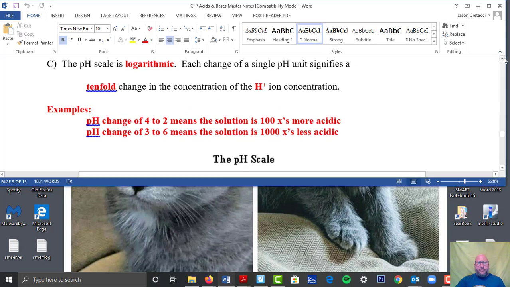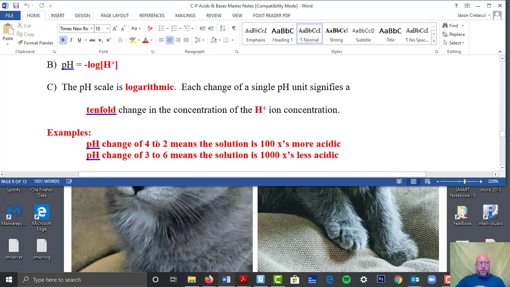So for example, if the pH changes from 4 to 2, that means it becomes 100 times more acidic. If the pH changes from 3 to 6, it becomes 1,000 times less acidic. So that's how you look at pHs and determine which one's more acidic, which one's less acidic, and how much more acidic it is. You take the two pHs, subtract them, and you raise 10 to that power. 6 minus 3 is 3. 10 to the third power is 1,000. 4 minus 2 is 2. 10 to the second power is 100.